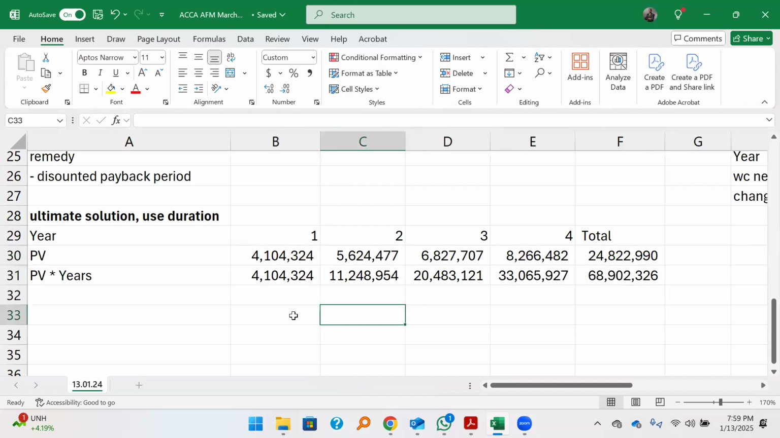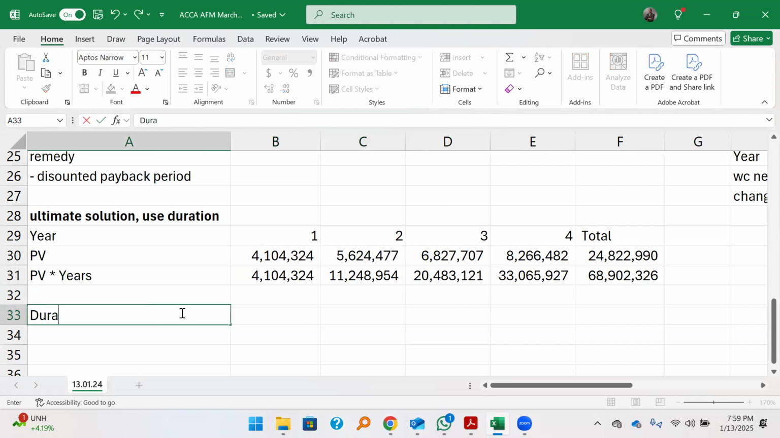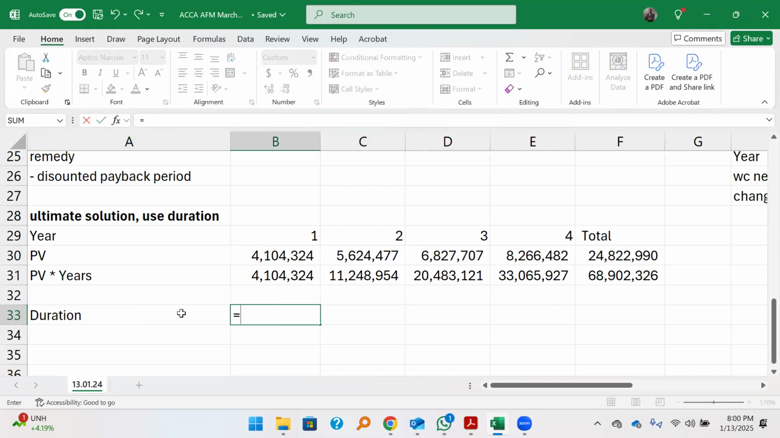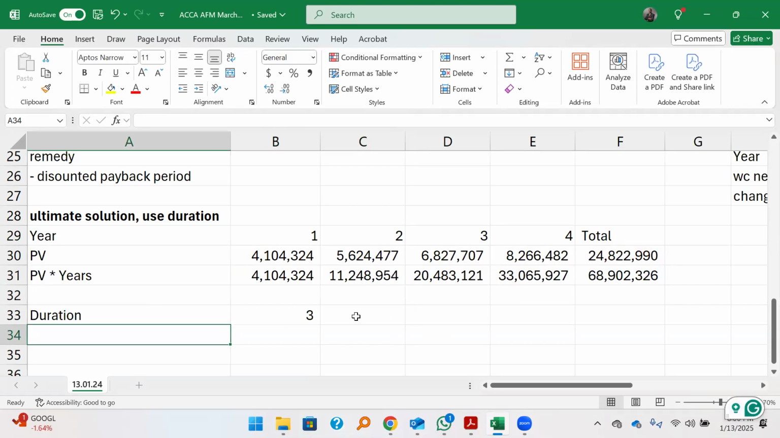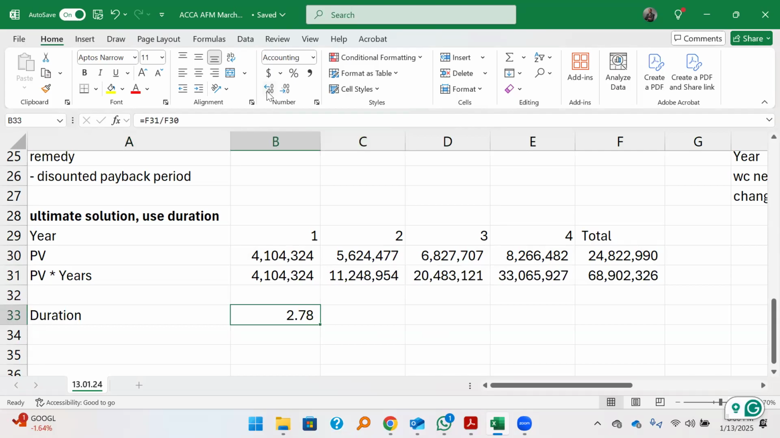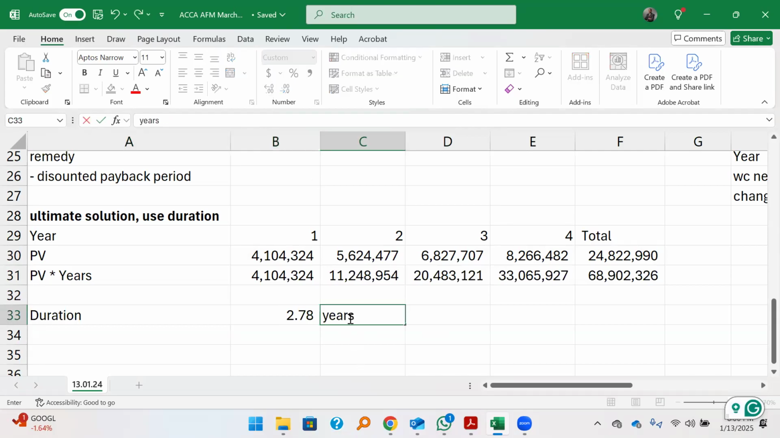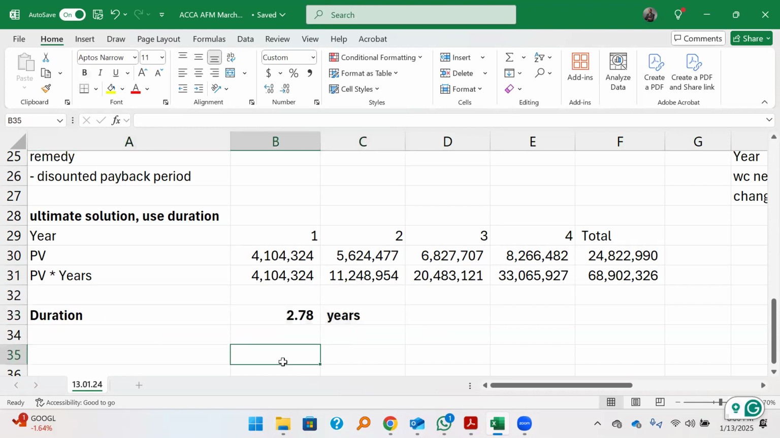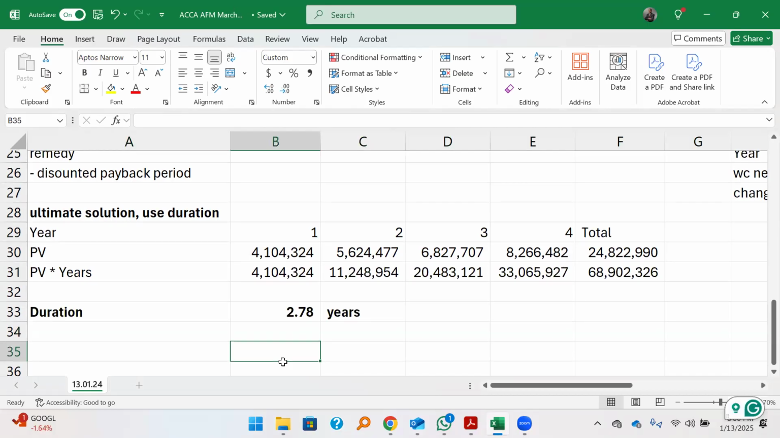So now what you need to do to get duration, you basically get this product of present value and years divided by the sum of the present values, which gives you 2.78 years. Now, this is the duration. Okay, as I said, this is something that is new for AFM. It's not something we've done before in level 2.